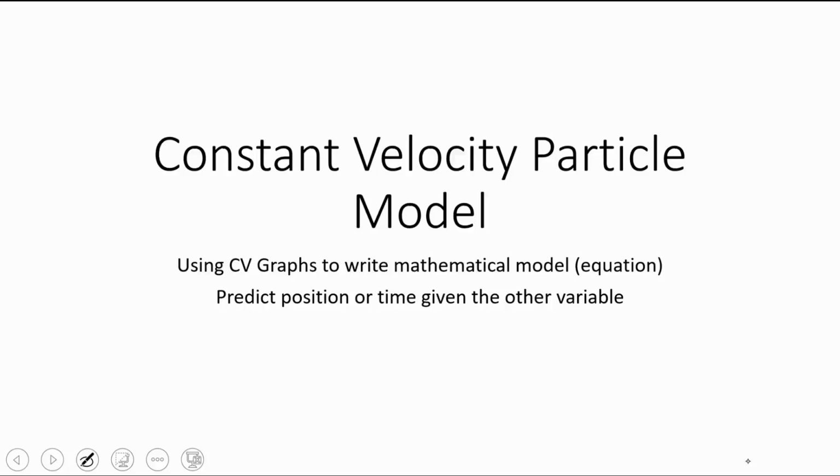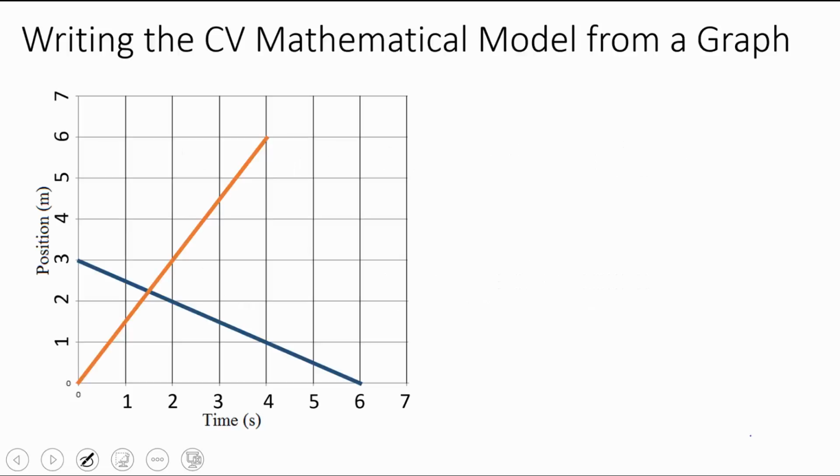Let's take a look at another example of the constant velocity particle model with a graph and writing the mathematical model. Okay, so we see here a graph I'd used in a different video, so I already talked about finding the equation for the orange line. Next, let's do it for this blue line.